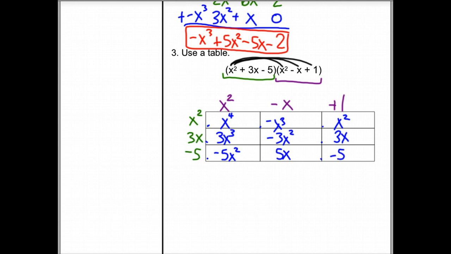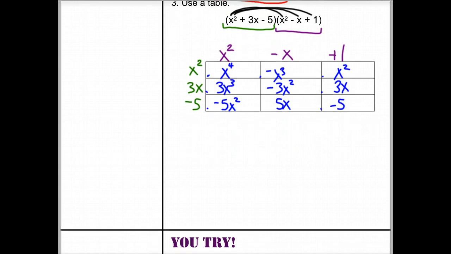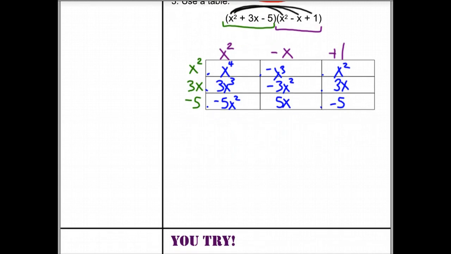So here's all our terms, but I noticed that we can combine some. So I'm going to start with the highest power. We have x to the 4th. And then we have 2 terms that are x cubed. And we have 3x cubed minus x cubed, so we have plus 2x cubed.